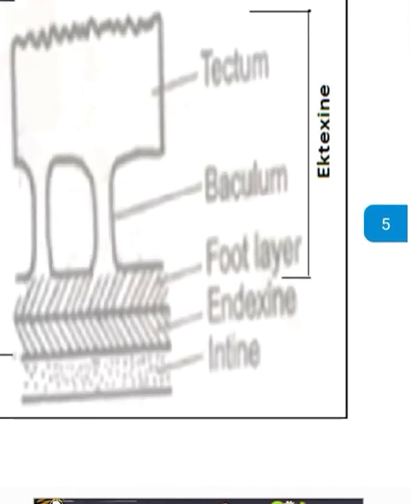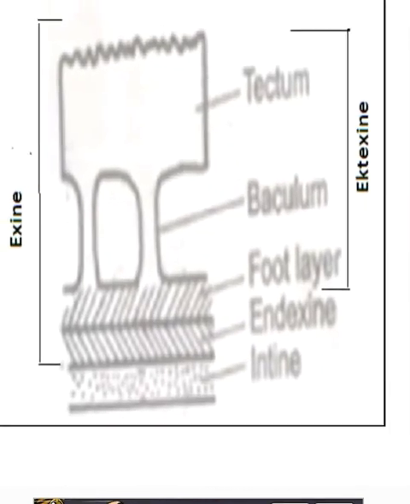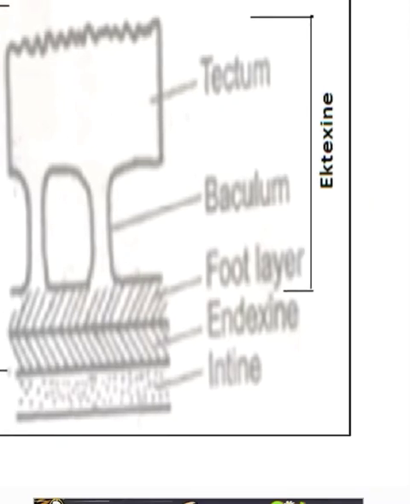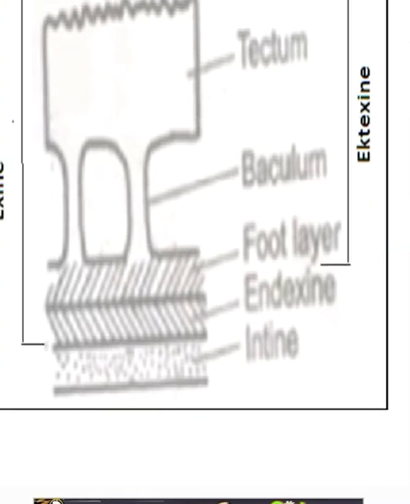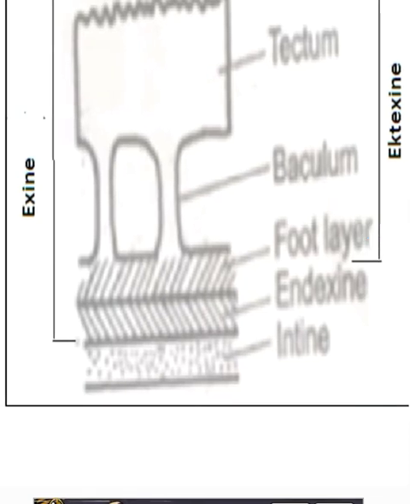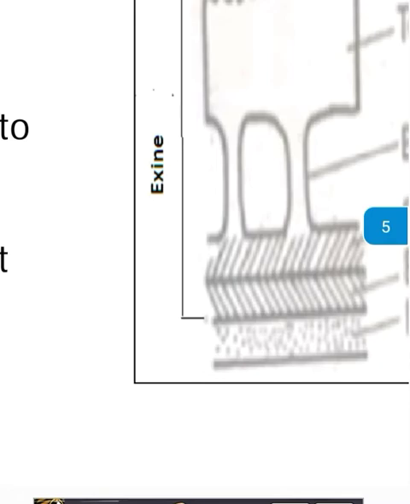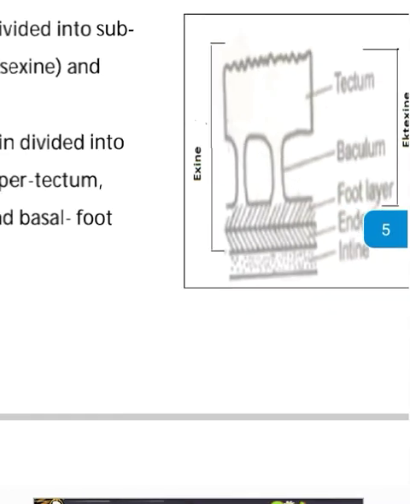So look here, the outer layer, that is the tectum. Then the tectum and the foot layer are connected by this baculum, and next to baculum, it is the foot layer. So the tectum, baculum and the foot layer are the parts of ectexine. Below the ectexine, there is the endexine, and this endexine and the ectexine, both of them produce exine.